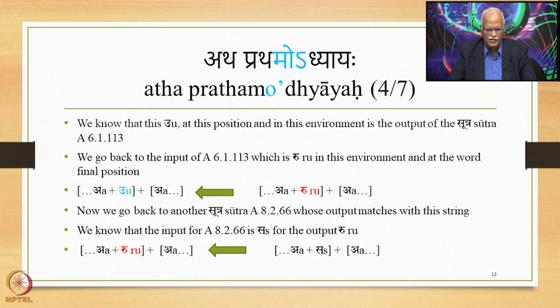After having reached this particular stage, we further go back to another sutra, namely 8266, whose output matches with this particular string A plus Ru plus A. And we know that the input for 8266 is Sa, for the output Ru. So A plus Ru plus A is the output of the input A plus Sa plus A. This Sa occurs at the end of the pada, preceded by short A and followed by another short A.